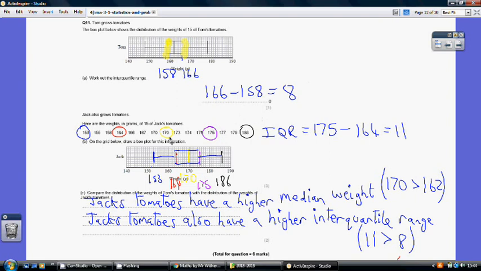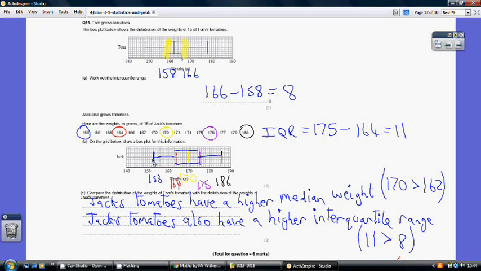So 170 is the median, because that's the number in the middle. Now to find the lower quartile, you just look at the numbers below the median, and we've got 1, 2, 3, 4, 5, 6, 7 of those, and find the middle of those 7 numbers, which is the 164. So that's the lower quartile. And similarly, to find the upper quartile, you look at the numbers above the median and find the middle point of those, which is the 175.